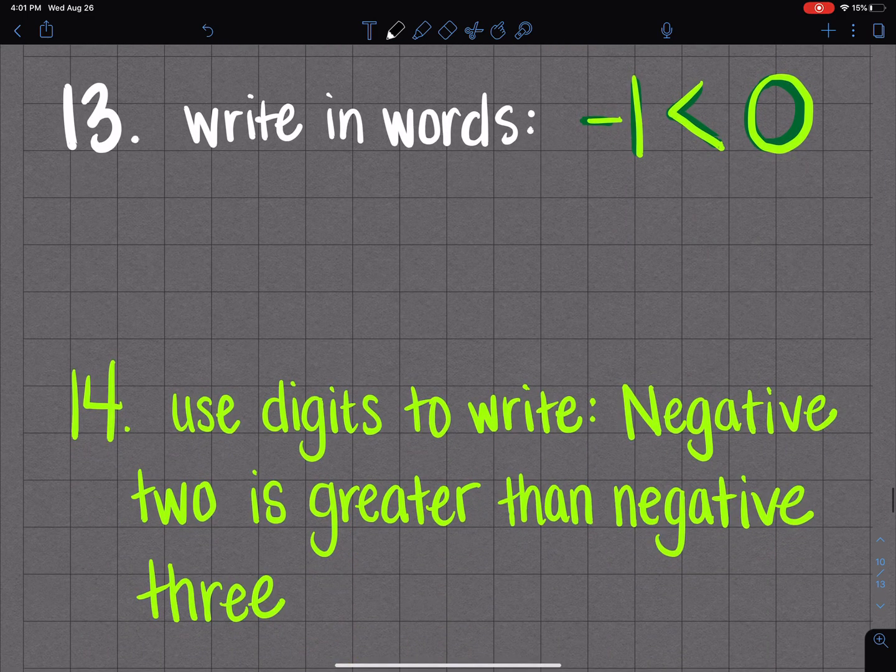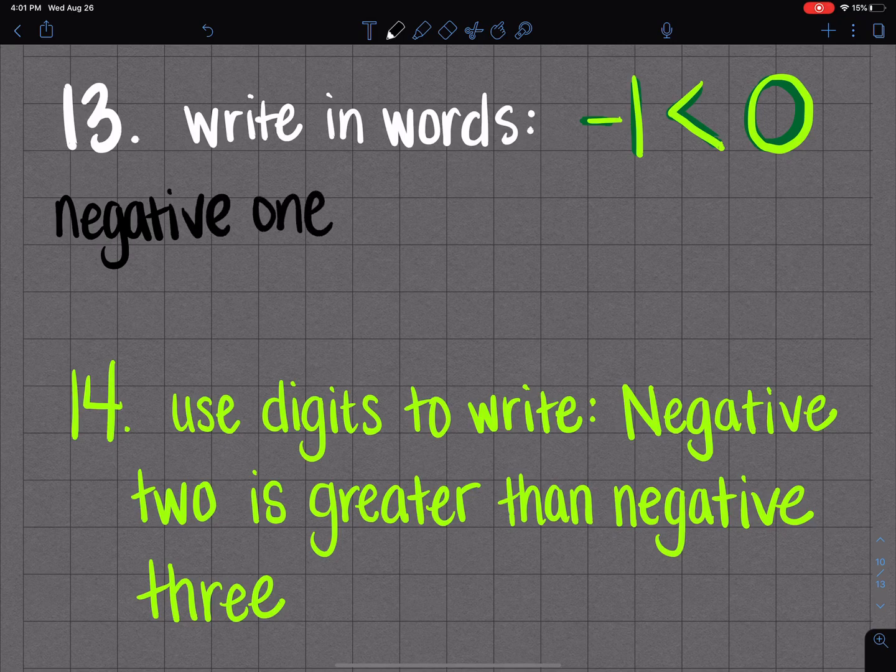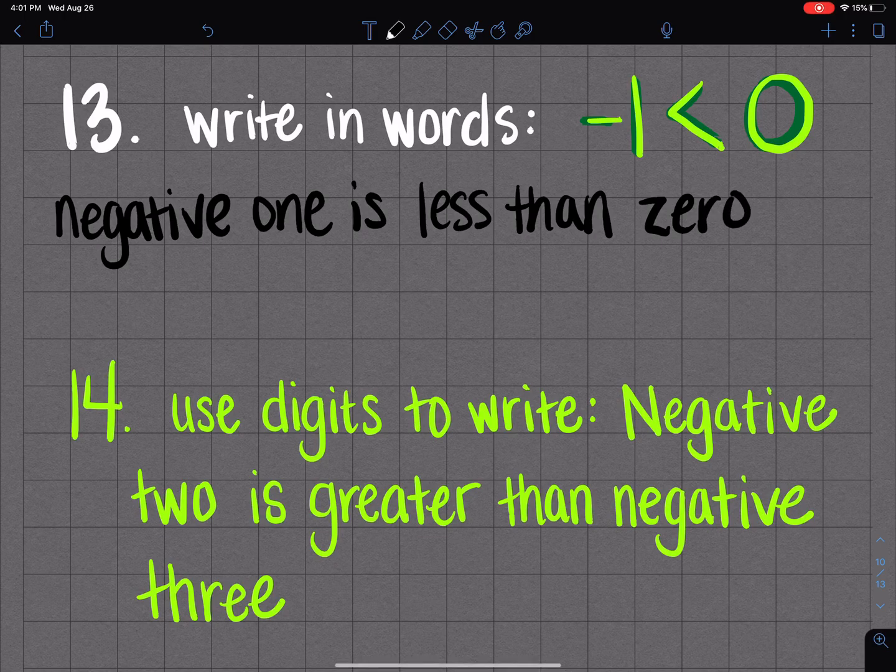Okay, let's go to 13. Use words to write this comparison. And so if I were putting that into words, I would say negative 1 is less than 0. Okay, those are the words.